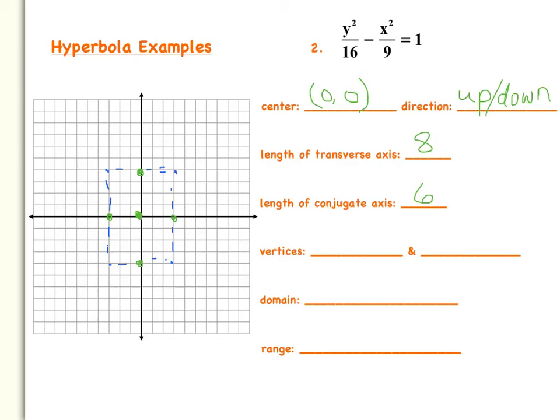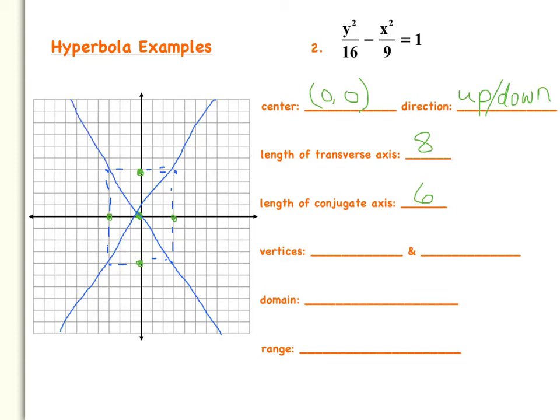Now I am ready to sketch my asymptotes. I will start down on the left hand side. I will go up through one corner, through the center, and out the other corner. Now I'll do it again on the other side. I will start and go up through one corner, through the center, and out the other corner.